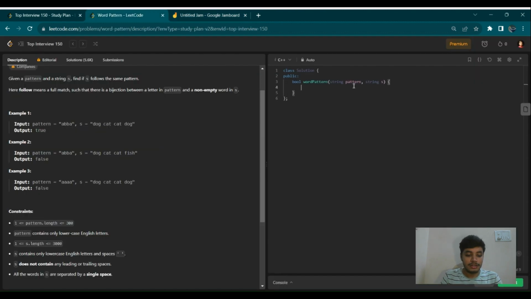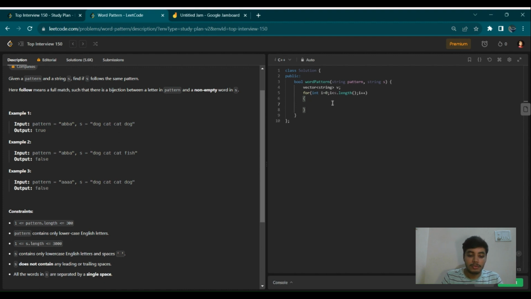So let's start by taking a vector of type string, and we are going to store our s string. Let's take it as v, and we are going to run a for loop for int i equals 0, i less than s.length, i++. Now what we have to do is store the words present in our s string in our vector v.